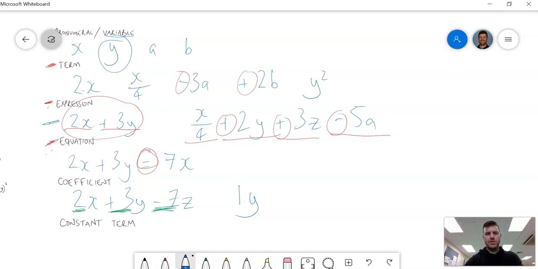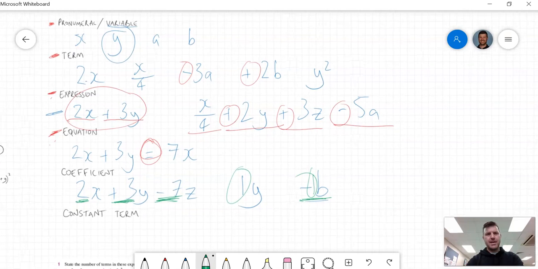If the expression was minus b, what's the coefficient of b here? It's actually minus 1. Minus 1 times b is still minus b. So if there's no number in front of the variable, the coefficient is 1. If there's a minus sign in front of the variable, then the coefficient is just minus 1. Simple as that.